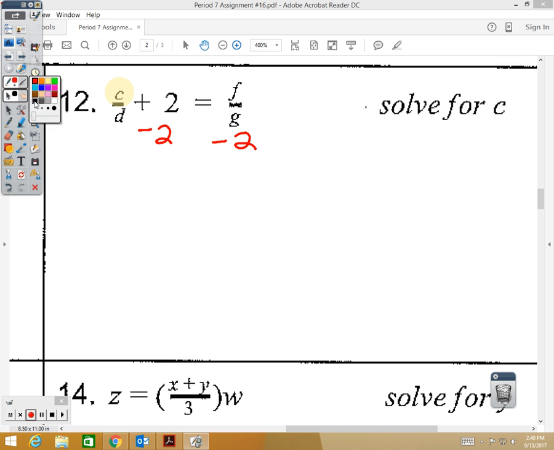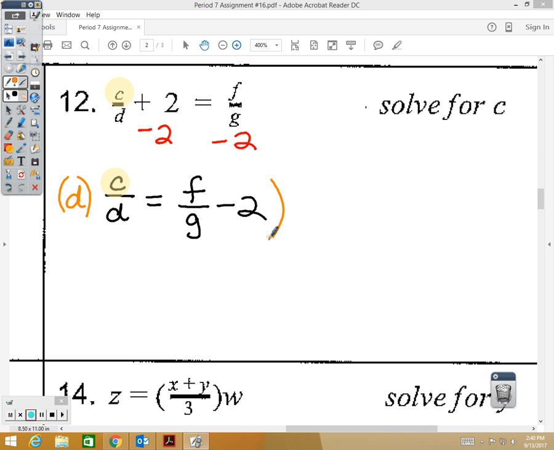And when I do that, I get C divided by D equals, now I can't subtract 2 from F divided by G. Those are not like terms. So it's just going to be F divided by G minus 2. Not yet. Because remember, I want C by itself, and right now C is not by itself. So next I need to multiply by D. So I'm multiplying this whole thing by D. Distributive property right there.